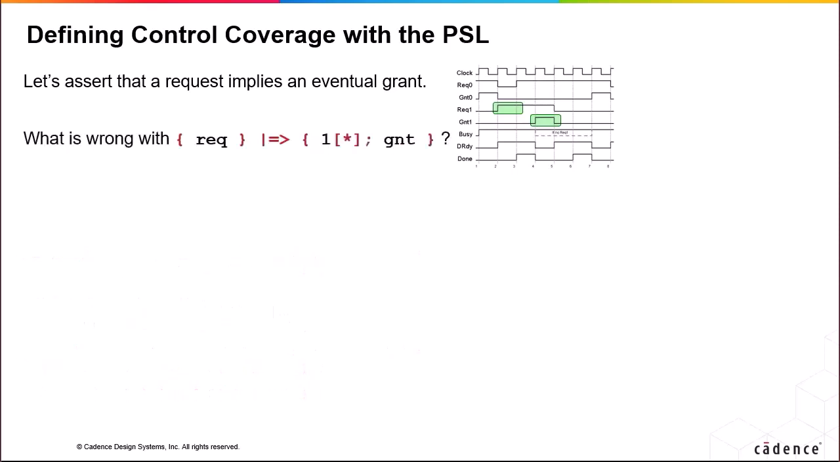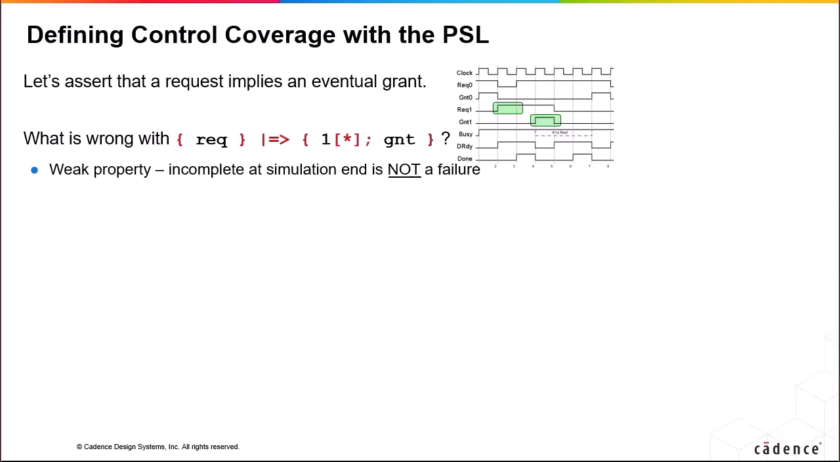Does this solution have something wrong with it? It actually does, and unless you already knew it, well, you wouldn't know it. The sequence expressions are by default weak. That means that if an attempt of the property is ongoing and your simulation terminates for any reason, the simulator does not report a failure of that attempt.